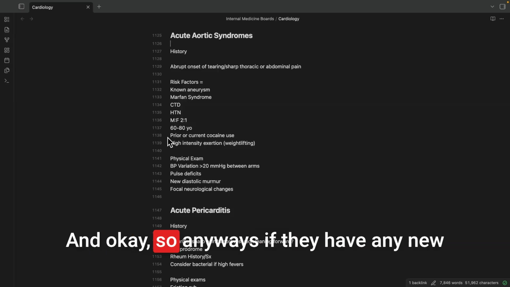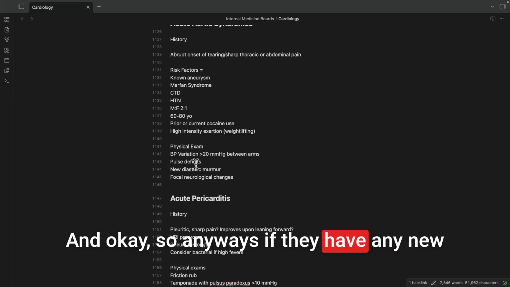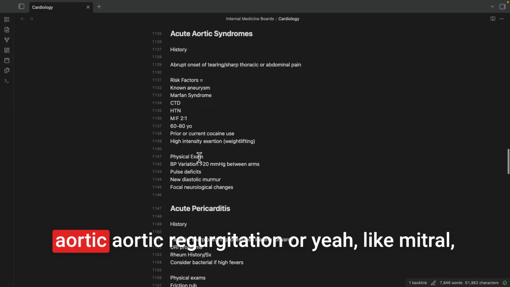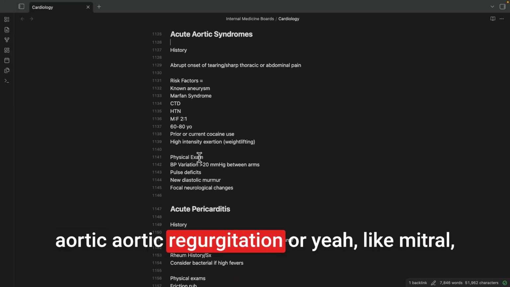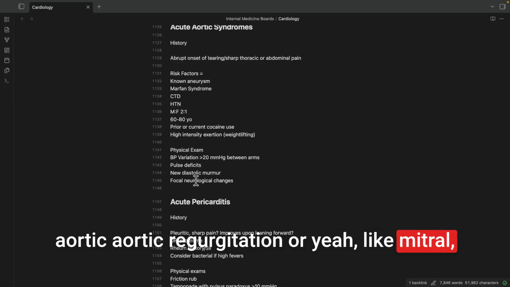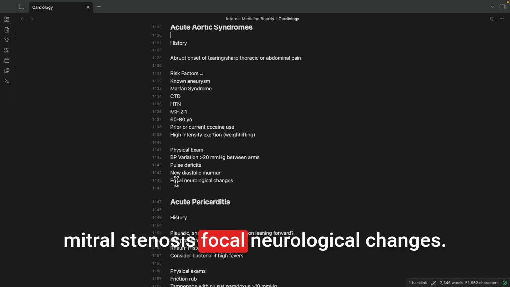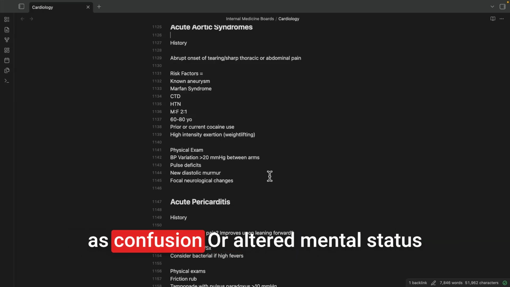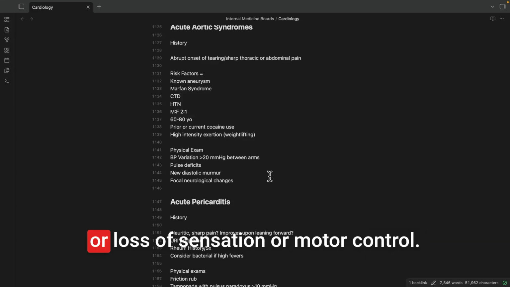Anyways, if they have any new diastolic murmur, something like aortic regurgitation or mitral stenosis, or focal neurological changes. Any focal neurological symptoms such as confusion or altered mental status, or loss of sensation or motor control.